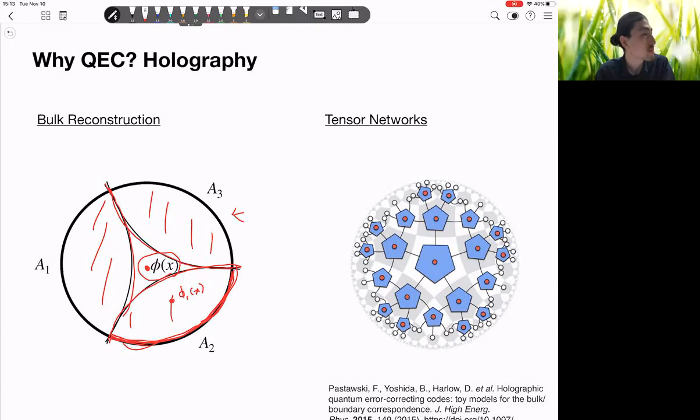In holography, logical space. Sorry, do you mean logical operator? Yeah, or like the logical Hilbert space. These logical states, I guess, span some Hilbert space. So he will talk about this more, but basically, it's much easier to ask about logical operators. So that's why the talk is going to be about logical operator error correction. So here, phi of x is an operator that acts in the logical space. So it's a logical operator.